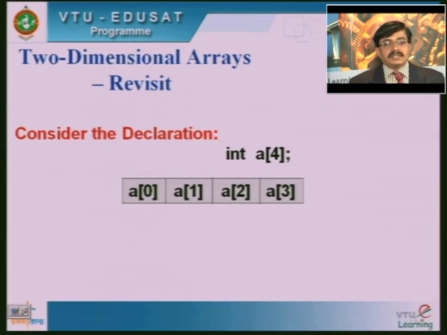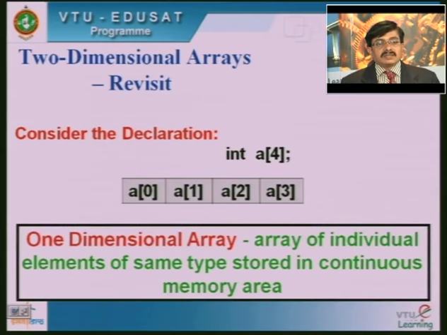If it is a 16-bit machine, and the elements take 2 bytes of memory each, then a[0] will take 2 bytes, a[1] also will take 2 bytes, and a[2], a[3] will all take an equal number of bytes. Altogether, since we have 4 elements here, 8 bytes of memory will be arranged in sequential order. Here the memory is allocated in contiguous locations. Thus we can say a one-dimensional array is an array of individual elements of the same type stored in a continuous memory area.